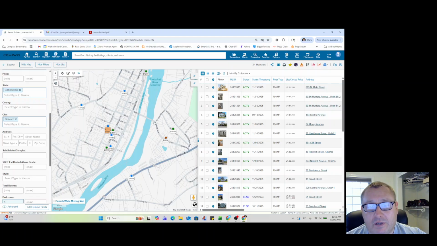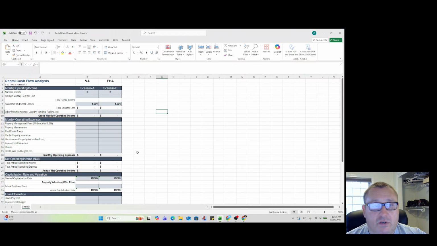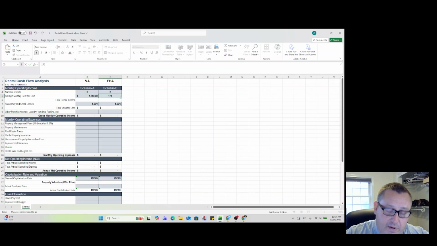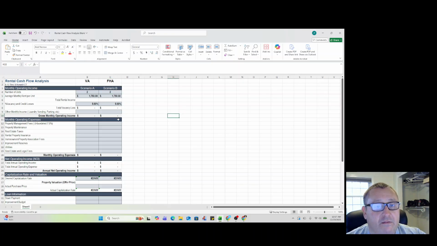I always do it conservatively. I don't want to blow up the numbers and say, this can rent for $2,200 and it throws everything off. I like to be conservative when I run my numbers. So let's go back to our sheet. We're going to enter in the $1,750 for both sides here. But remember, we're doing a house hack, so we're really only going to have one side with $1,750, because we're going to be living in the other side.